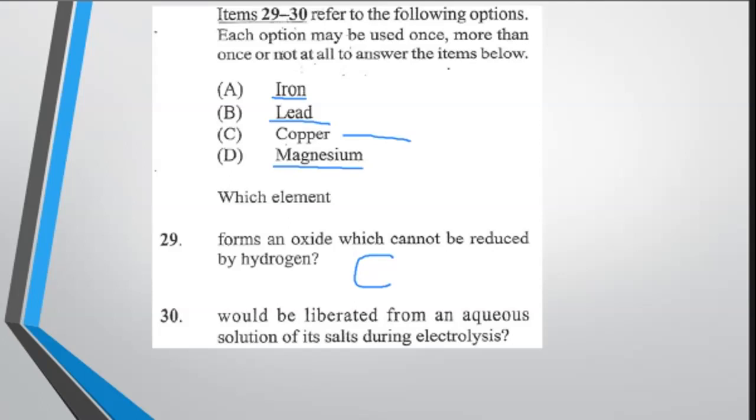Which element would be liberated from an aqueous solution of its salts during electrolysis? If you check the last two questions that we did, they had an aqueous solution of copper sulfate. So most likely copper ions would be liberated from an aqueous solution of its salts during electrolysis. Again, copper is your answer, C as in cat. So for questions 29 and 30, the answer is copper, C as in cat.